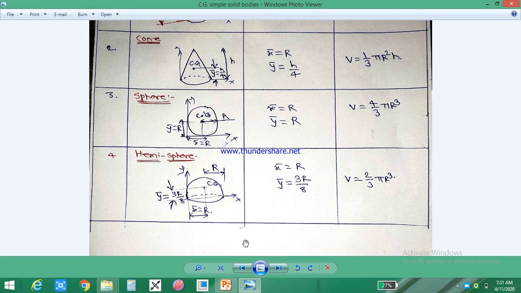You can imagine various conditions for the hemisphere, like facing towards x, facing in the upward direction, facing towards the y-axis, facing towards the right direction. As per convenience, we can change our x bar and y bar, that is 3r upon 8 or r minus 3r upon 8. Now the volume of the hemisphere will be equal to 2 by 3 pi r cube.